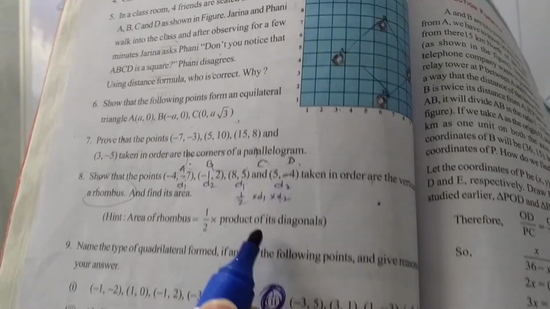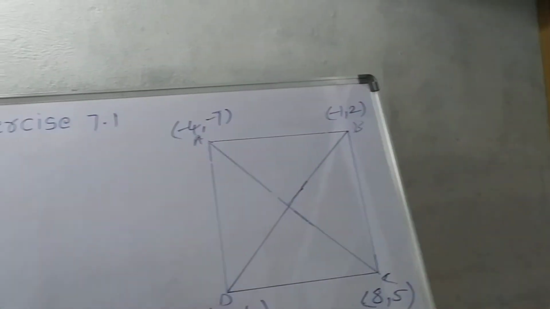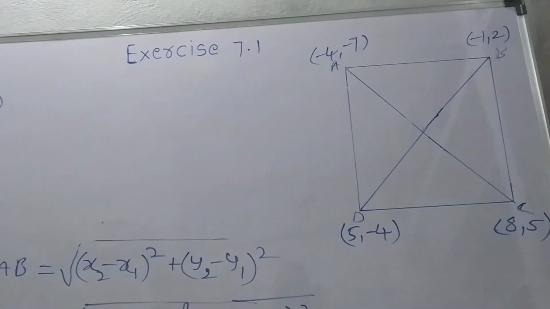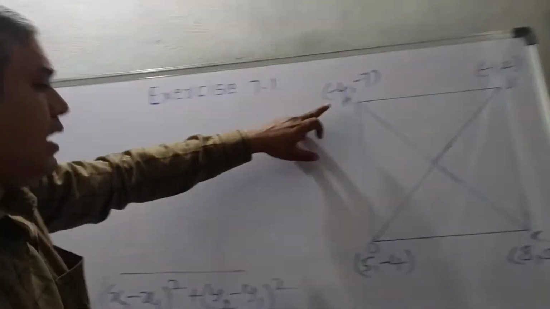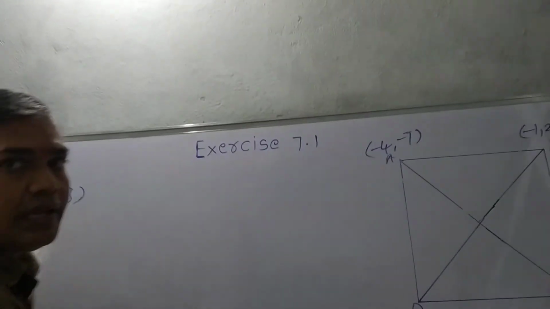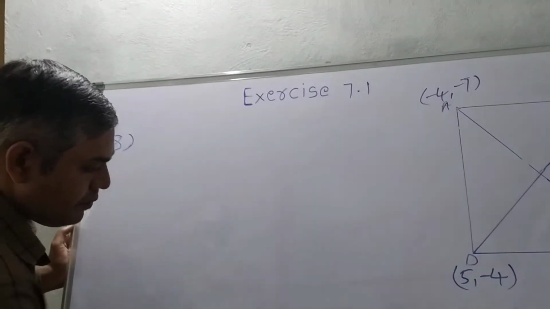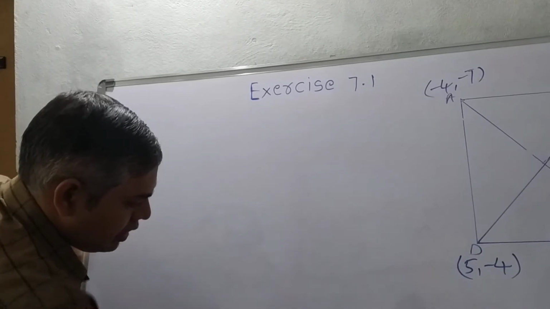Here the hint is, area of the rhombus is 1 by 2 into the product of its diagonals. Diagonals means AC is a diagonal and BD is a diagonal. To solve this problem, first we have to prove the distances are equal. In a rhombus, all the sides are equal.